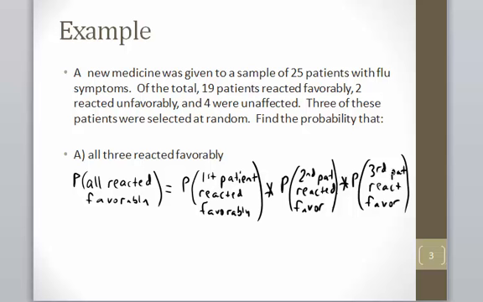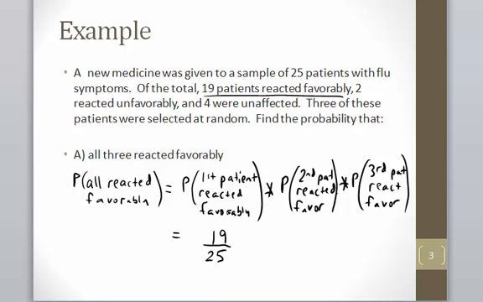And so let's look now at each of those three probabilities. When I select my first patient, what is the probability that that patient reacts favorably? We know that there are 25 patients altogether, and so that's going to be the denominator on the first probability. And we know that of those 25, 19 patients reacted favorably. So I'm going to put 19 on the top. And that'll be the probability that the first patient selected reacts favorably.